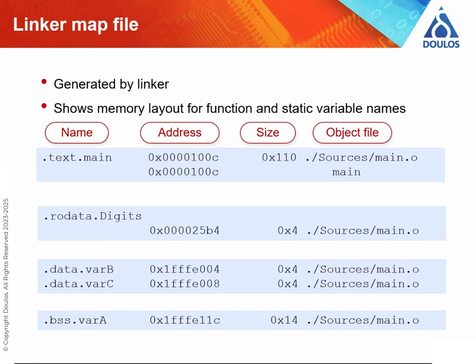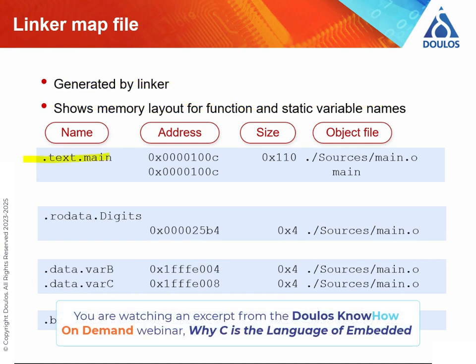If you want to find out where everything has been placed in memory, then we can take a look at the linker map file. When you run the linker, it generates this map file, and the map file gives you the memory layout in terms of where each function, each static variable has been placed in memory. So we see, for example, the main function that goes into the text region. The text region is where your code is placed. And we can see the starting address of our main function.